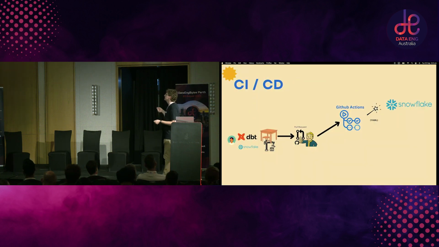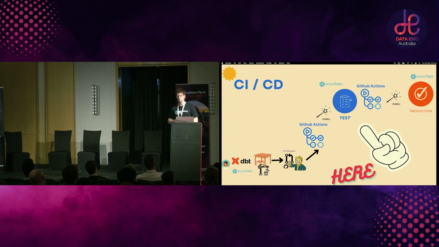So where do we put this? Well, I would recommend putting it in your CD part of your CI/CD, in your continuous delivery. So once a PR has been merged, I would recommend deploying your changes first to test, which I mentioned earlier. Making sure those changes haven't broken anything, like broken your security model, and then pushing those changes into production.